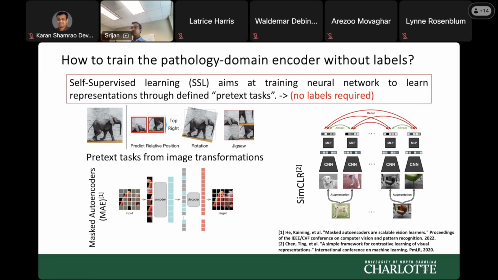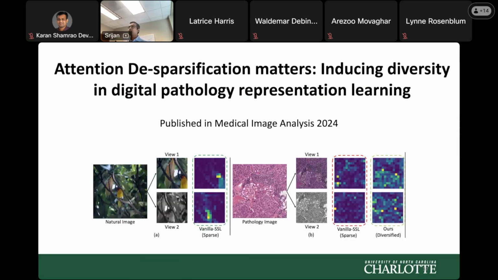Another famous self-supervised learning framework is masked autoencoders, where we basically provide a part of the image to the network and ask the network to predict the other part of the image. This kind of method can be used to self-supervise your feature extractor, where you don't need any annotations. But the problem is that it works very well with natural images, where the important region is localized in a very small area.